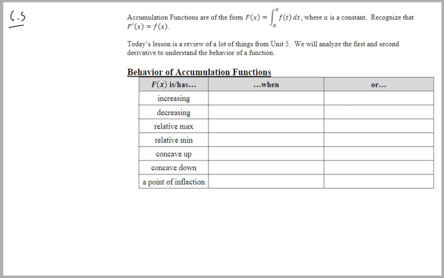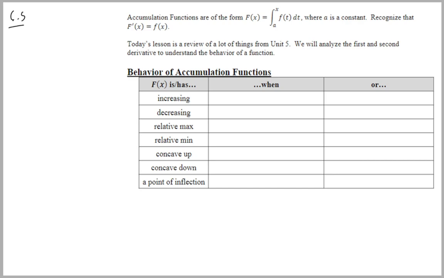So the first thing we have to do is understand that accumulation functions are a form of big F of x equals the integral from a to x of f of t dt, where a is a constant. We also have to recognize that big F prime of x equals f of x, right? So using this, we can start to understand the behaviors of accumulation functions and put it into context.